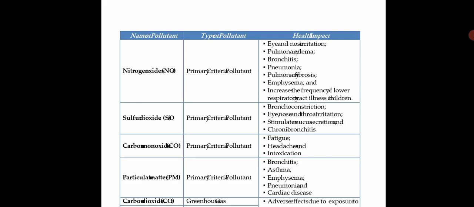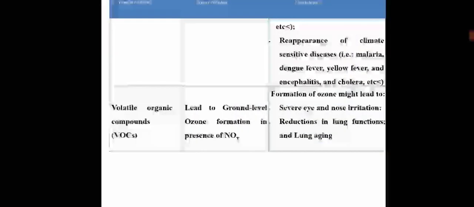Similarly, volatile organic compounds, generally shortly represented as VOC. It leads to ground level ozone formation in the presence of nitrogen oxide. It also induces severe eye and nose irritation, reduction in lung function as well as lung aging. So these are the impacts on air quality. When the quality of air is affected, it also affects the quality of human life.